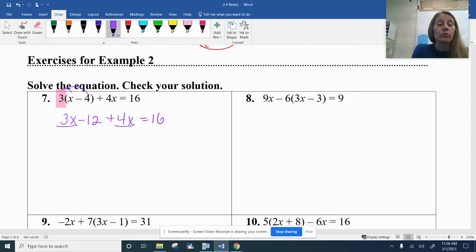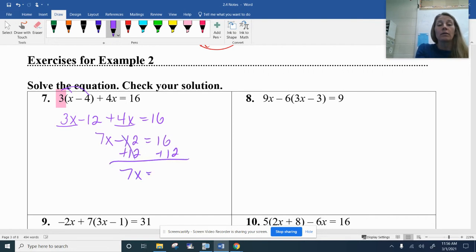Now in this case, the two like terms are separated, but they're still on the same side of the equal sign, so we're going to combine them into 7x. And then I still have my minus 12 equals 16. Using my inverse operations, I'm going to add the 12 to the other side, give me 7x equals 28, and then I divide, x equals 4.